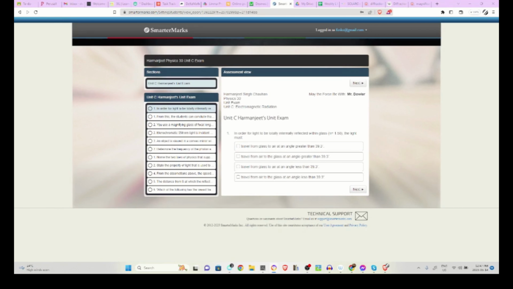So, first question. In order for light to be totally internally reflected within the glass with n equals 1.58, we know the light has to travel from air to the glass. It has to be dense. We have to be greater than the critical angle. We've already seen how to solve for that critical angle on Jubin's test.